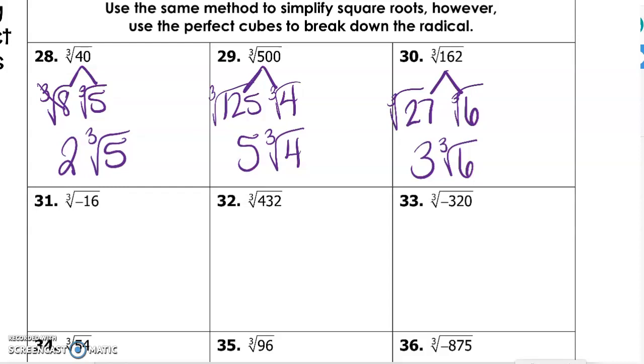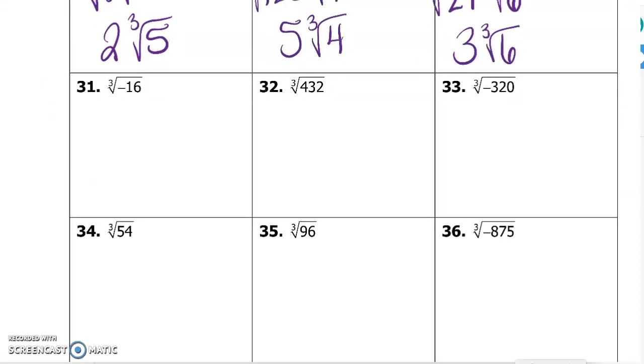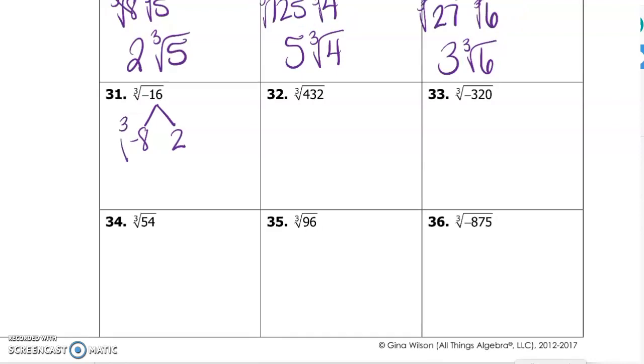When you have a negative, like in 31, the negative goes with your perfect cube. That needs to go on the outside. So the perfect cube that goes into 16 is 8 times 2. We put the negative with the 8, not with the 2. Okay? Your final answer, if you have a negative on the inside, needs to move to the outside. So we do the cube root and the cube root. So the cube root of negative 8 is negative 2, and then the cube root of 2 comes along.